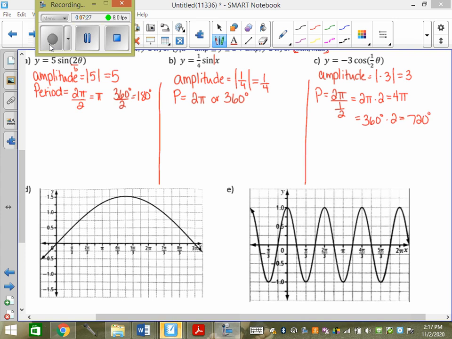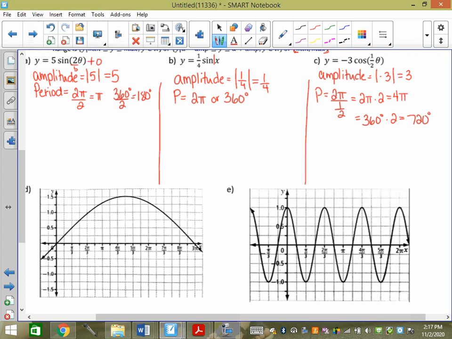Then I want you to give me the midline, which is my D value. This one has a +0 at the back. This one has a +0 at the back. And so does this one. They actually all have +0s. Is that the case always? No, these just all did.